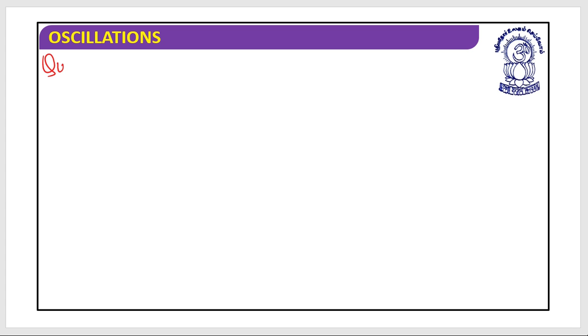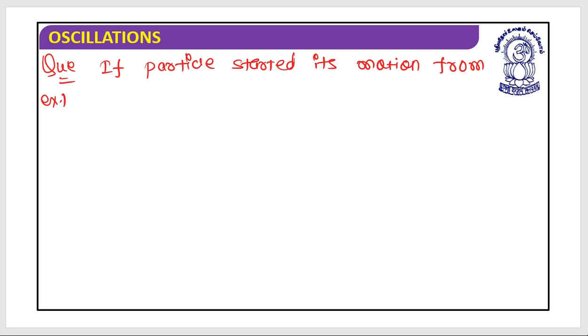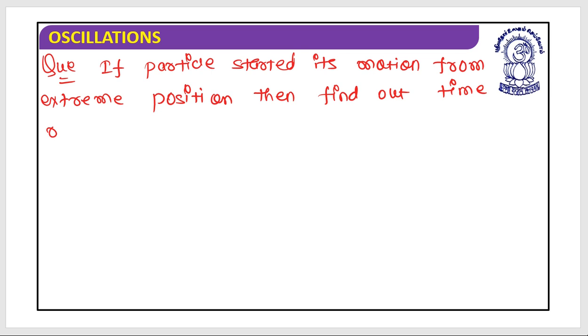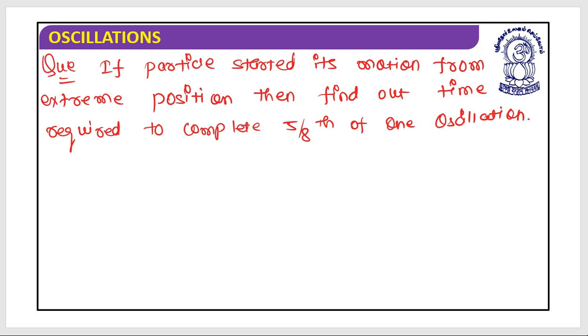Let's begin. Suppose the question is given that if a particle started its motion from the extreme position, then find out the time required to complete 5 by 8th of one oscillation. How will you do this?